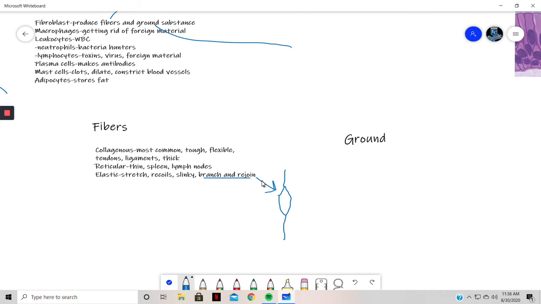So that's our fibers. Okay, so we're going to talk about our ground substances that we mentioned, and that's going to be our last section of connective tissue, and then we'll go from there. So when we're talking ground, let me close out this, get myself a little box here, move this over here. So when we're talking ground, there are three types.